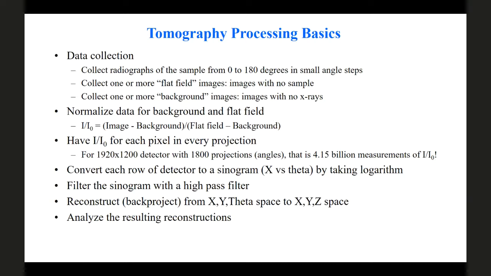Then what we do is we convert each row of the detector. If you think about a row on that detector, it's one slice through the sample, to what's called a sinogram, which is X versus theta. We take the logarithm because it's the log of I over I zero that we need to reconstruct with absorption. We filter that sinogram with a high pass filter, and then we reconstruct by back projecting from XY theta space to XYZ space, and then analyze the resulting reconstructions.